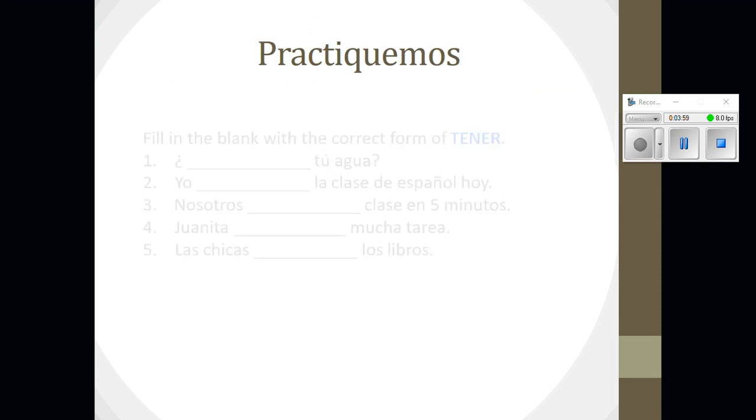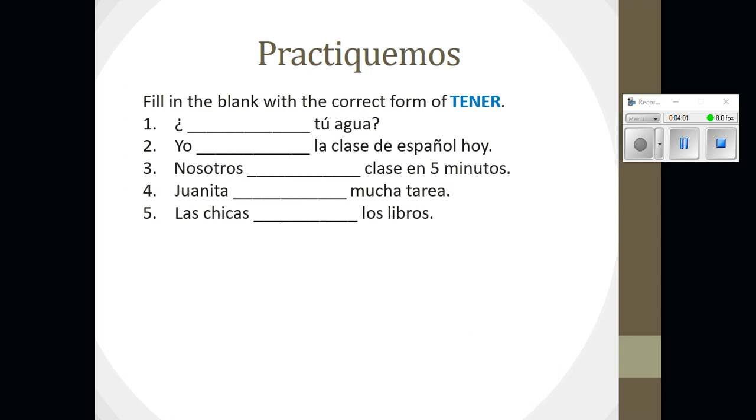Okay, practiquemos. Let's practice. It asks us to fill in the blank with the correct form of tener. So we're going to do the first one together, and then I'll have you pause, and you'll fill out the rest, and we'll go through them together. Okay? All right, so the first one is a question. So notice that our subject pronoun comes after the blank. We see that it's tú. So we want to use our chart. Find the tú form of the verb tener. We see that it's tienes. Therefore, ¿tienes tú agua? Do you have water? All right, pause the video and do 2 through 5.